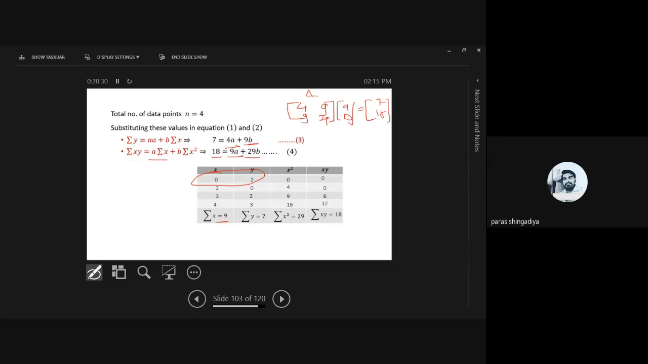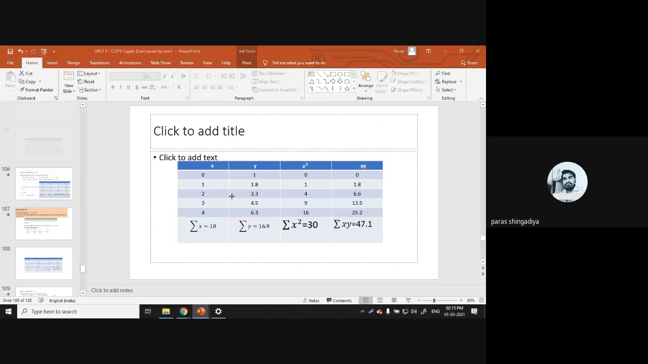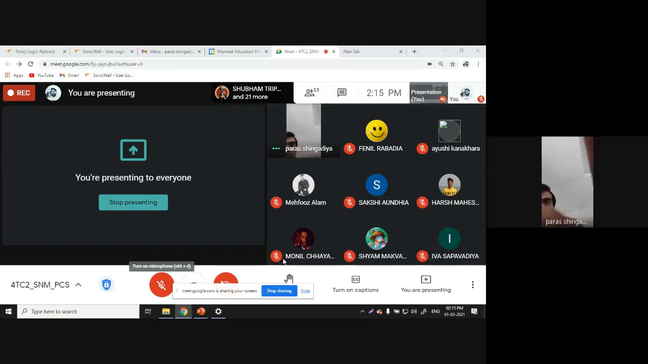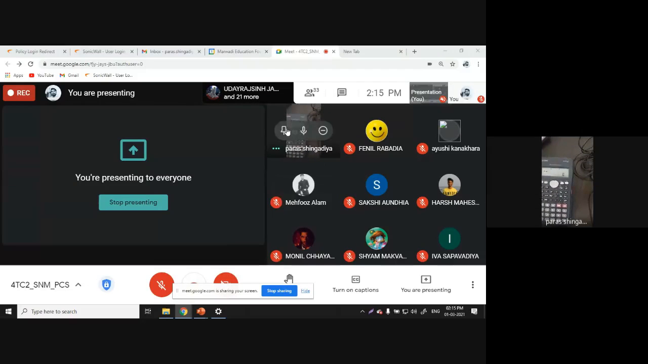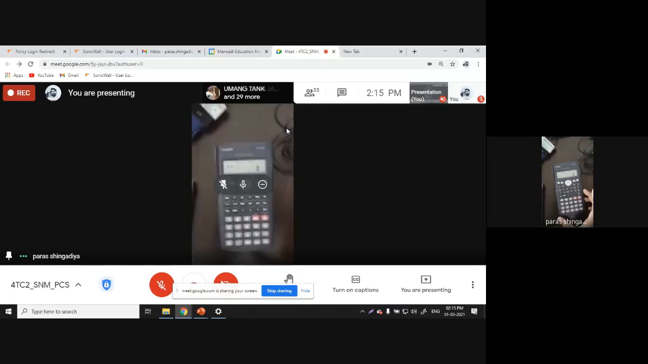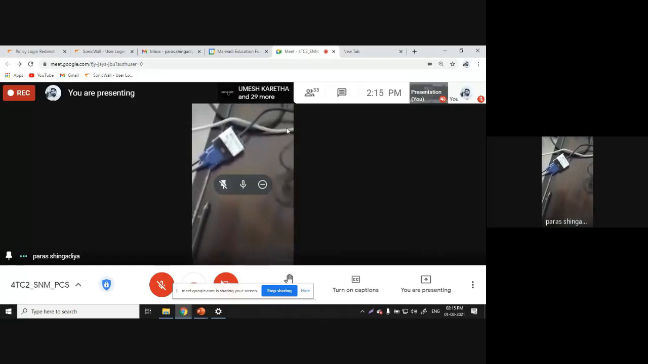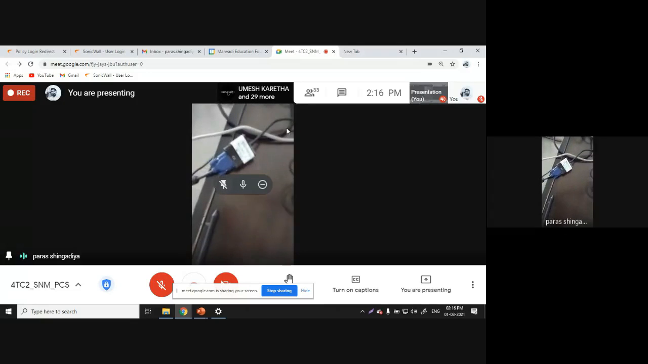So how can we use the calculator? Let us check this answer directly. I'm starting my camera so you can easily see that. OK, so all of you can see it. That is the calculator you have. Clear? Now how can we use the calculator to find a and b?